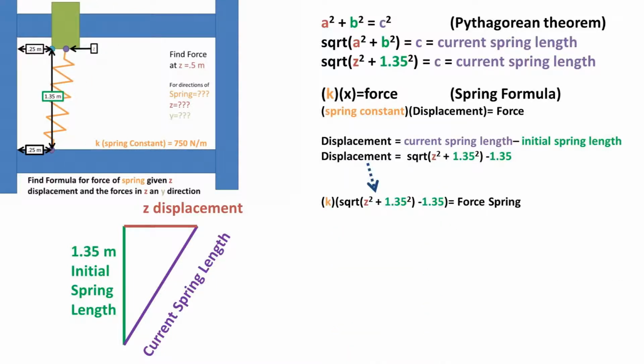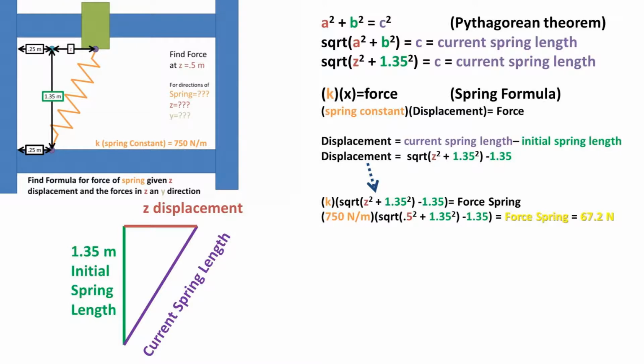Now we can plug those values into the spring formula, Hooke's law. This leaves us with the formula to determine the force the spring is exerting. Plugging in our 0.5 meter arbitrary example displacement, we are left with a force of the spring of 67.2 newtons.